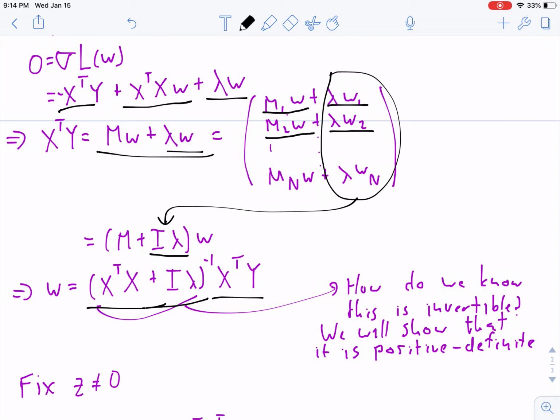Cool. So again, you might be wondering, how do we know this is invertible? Which is always a great question to ask. We're going to show that X^T X plus I lambda is positive definite.